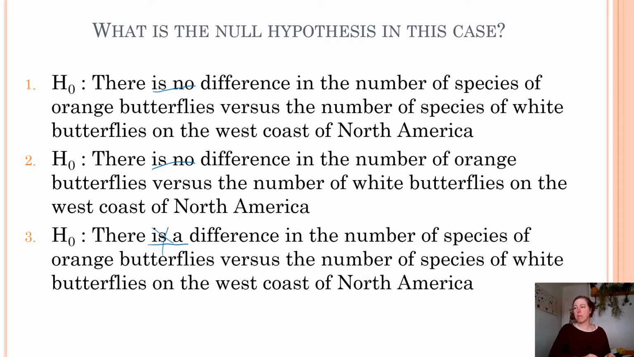So not this one. And we want the one that is the most specific. The difference in the number of species of orange butterflies versus the number of species of white butterflies on the West Coast of North America. The number of orange butterflies versus the number of white. So this one is specifying the number of species. So this is the one we want.